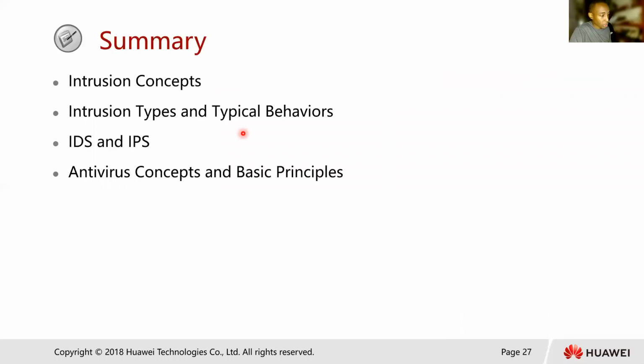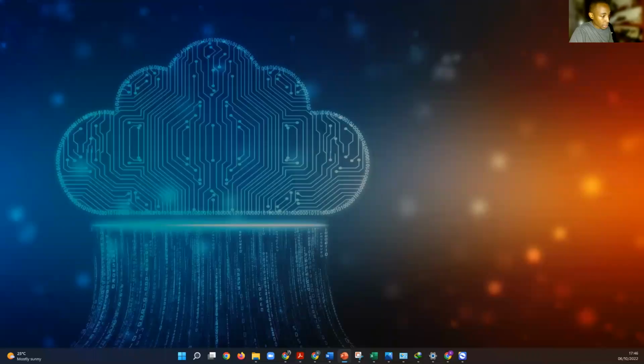So we've learned about intrusion concepts, intrusion types and behaviors, the IDS and IPS. We've also looked at some of the antivirus concepts and basic principles. So that is nice. There are some slides that I haven't covered in this module, but they are very important. Maybe you can take note of this if you're writing somewhere. Make sure you go through network address translation and dual system hot standby, especially dual system hot standby, which is usually covered a lot in the HCIA security exam. But I'll still give you a video that talks about it a lot.